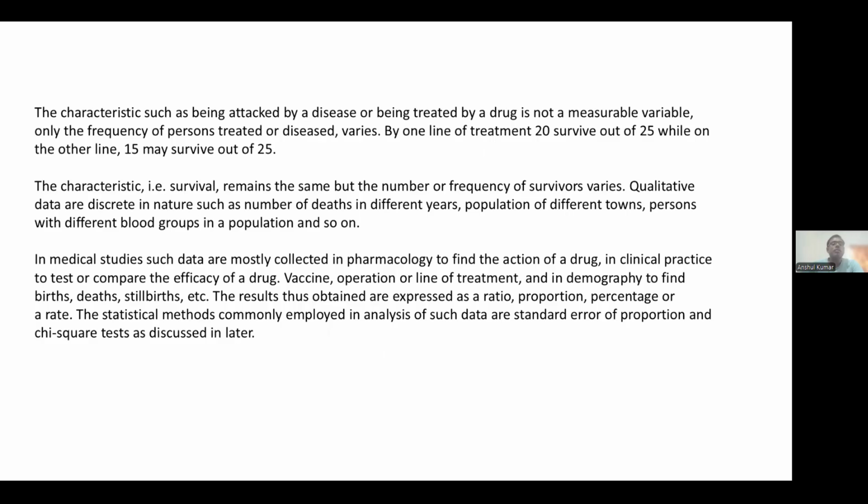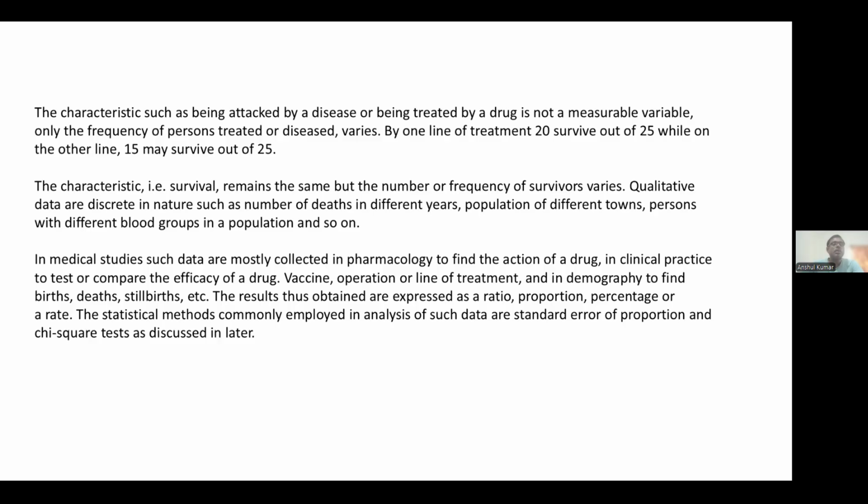By one line of treatment, 20 survive out of 25, while on the other line, 15 may survive out of 25. The characteristic, that is survival, remains the same, but the frequency of survival varies. Qualitative data are discrete in nature, such as number of deaths in different years, populations of different towns, persons with different blood groups in a population, and so on.